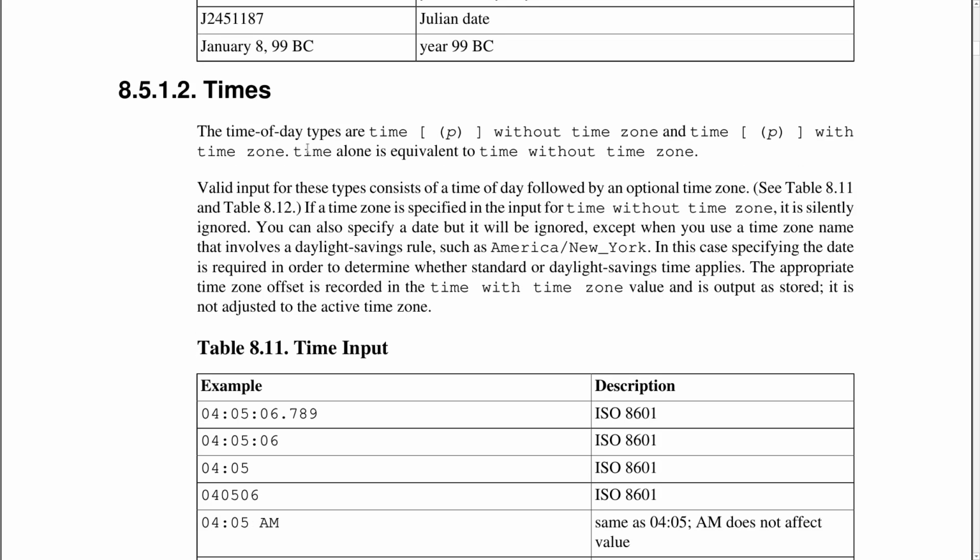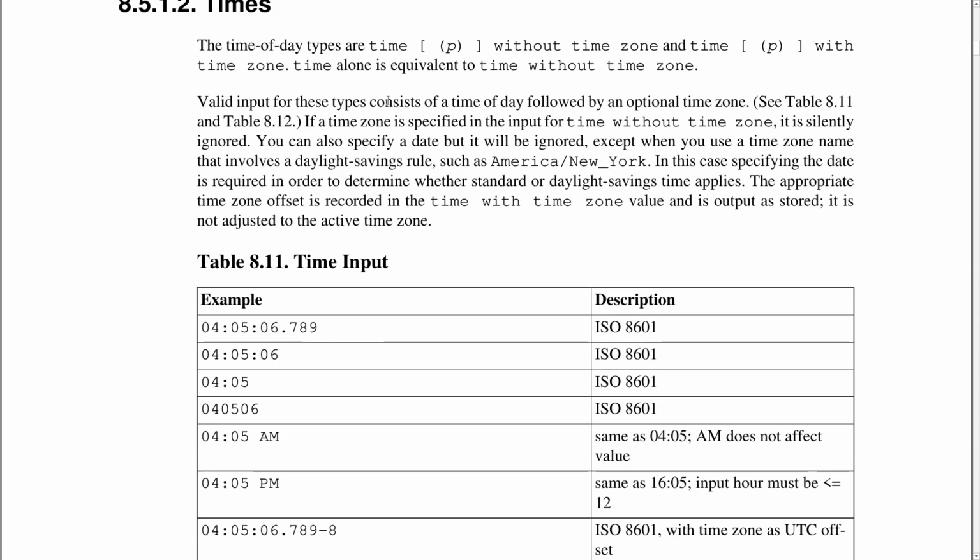Now we look at times. The time of day types are time with precision and without time zone, and time with time zone. Time alone is equivalent to time without time zone. Valid input for these types consists of a time of day followed by an optional time zone. If a time zone is specified in the input for time without time zone, it is silently ignored.